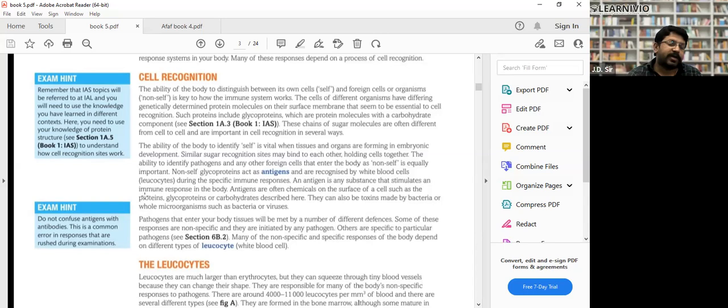It may be living or non-living. For example, you must have seen many people, when they come in contact with smoke, dust, or pollen grain, they start sneezing. And then the fever comes to them, right?